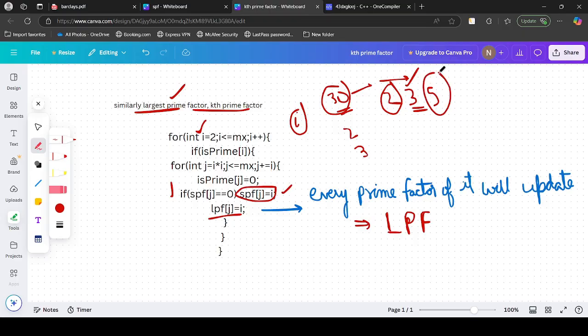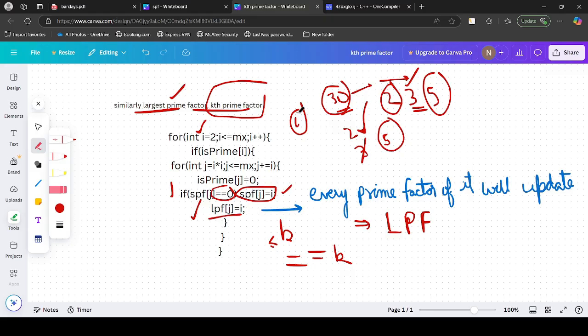Similarly, we come to 5 and SPF is not modifiable because it is not 0. And we can update LPF because it is the highest prime factor so far. So without any condition, if we just update LPF of j equal to i in every loop, we can find the maximum prime factor. Similarly, if we want to find the kth prime factor of a given number, we can just maintain a count and check if the count is less than or equal to k, we can update, and if the count is equal to k, it's our answer.